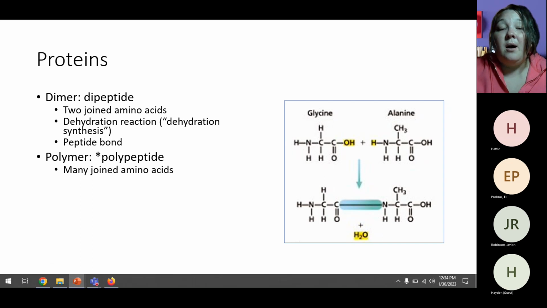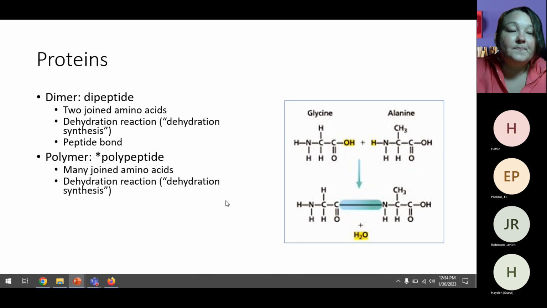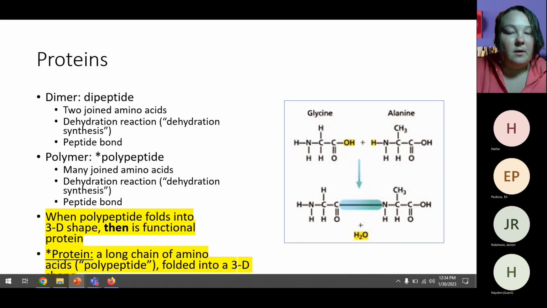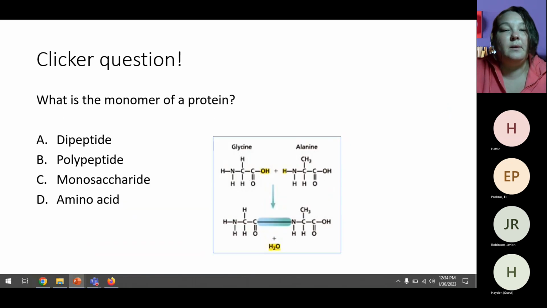The polymer is called a polypeptide because it's named after the peptide bond. Poly means many. And those are always joined, remember, through a dehydration reaction and peptide bonds. Remember, the most important quality of a protein is its shape. When the polypeptide folds into a shape, then it can function. Then it is a finished functional protein. Part of that is blocked, but it should say protein, a long chain of amino acids, which is a polypeptide, folded into a 3D shape.